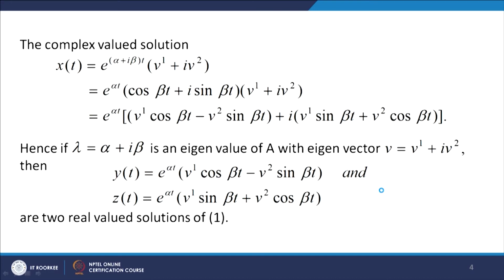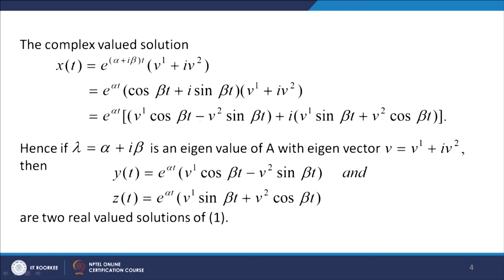So, the complex valued solution x of t equal to e to the power alpha plus i beta t into v, which is b1 plus i b2, let us split into real and imaginary parts. Then the real and imaginary parts of this complex valued solution will give us the two real valued solutions of x dot equal to Ax. So, e to the power alpha plus i beta t I can write as e to the power alpha t into e to the power i beta t, which is cos beta t plus i sin beta t, and then here b1 plus i b2. Now, let us multiply these two complex numbers. So, e to the power alpha t, and this gives you b1 cos beta t, i square is minus 1.